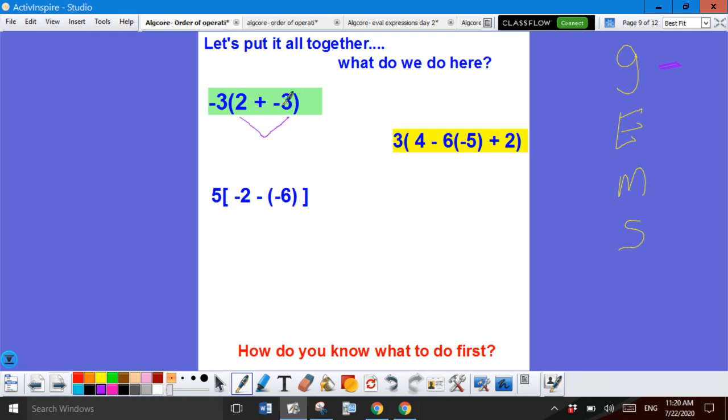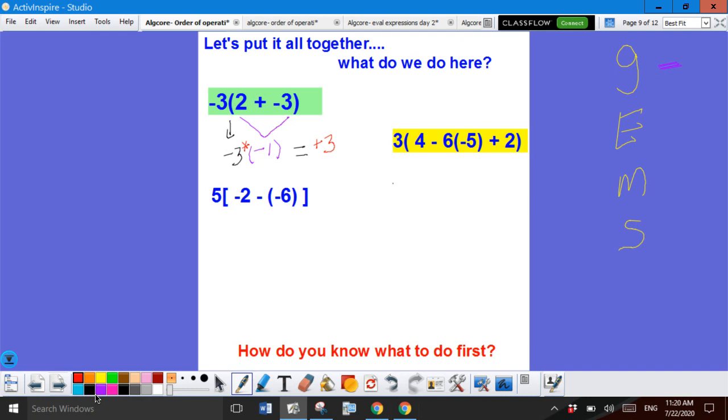So 2 plus negative 3. Well, I know that is a negative 1. So that becomes a negative 1. The negative 3 is going to drop. Now I look at it, and I realize that negative 3 next to a parenthesis is actually multiply. So negative 3 times negative 1 is a positive 3, because we know a negative times a negative is a positive. Okay?